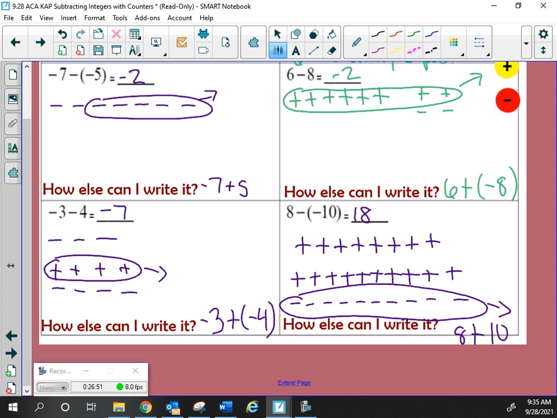8 plus 10. Because, again, I keep the first one and I add the opposite. I have to make 2 changes. I keep the first one and add the opposite.